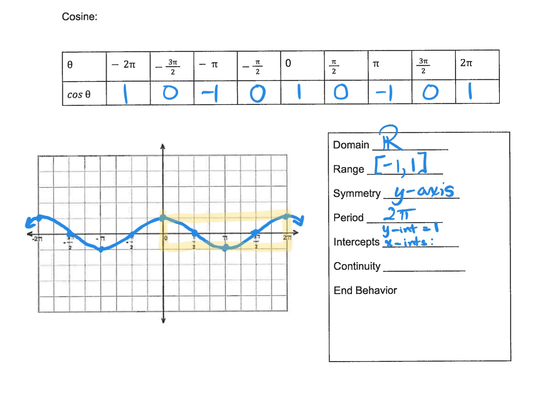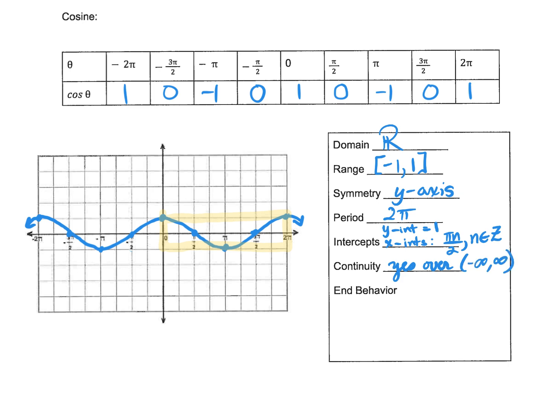X-intercepts are every multiple of what? Pi over 2. So we do pi n over 2, where n is an element of the integers. Continuity. Is this thing continuous? Yes. Over what interval? Yep, -infinity to infinity.